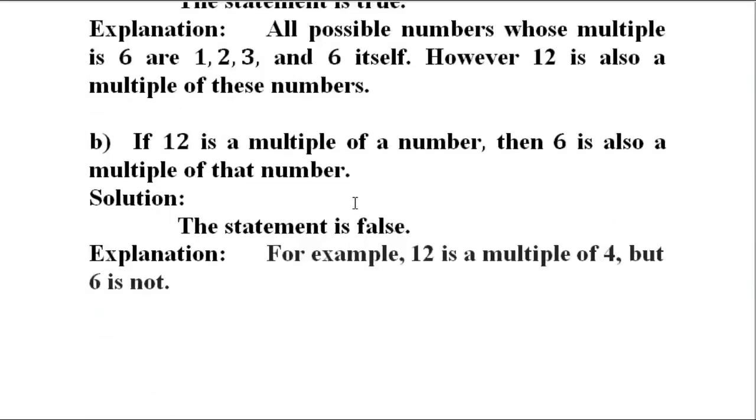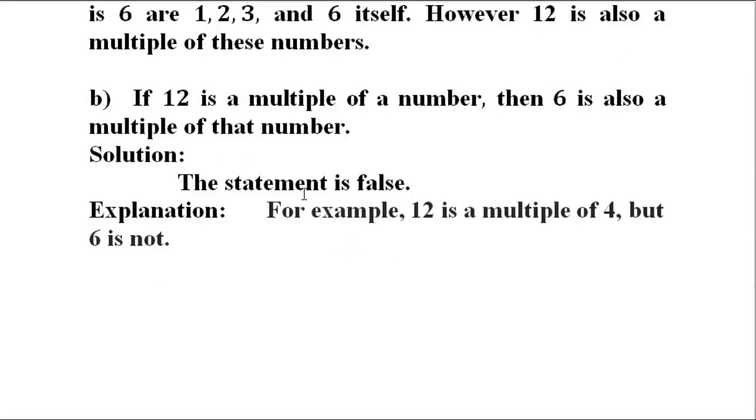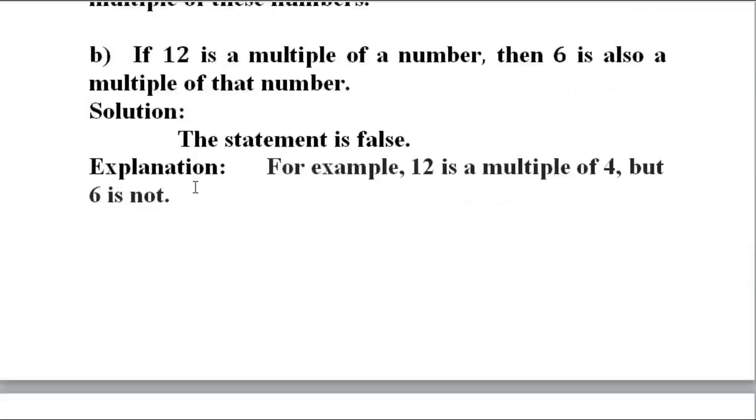Second part from this question. If 12 is a multiple of a number, then 6 is also a multiple of that number. This statement contradicts the first statement. It is clearly false. As mentioned in the explanation, we can find 12 in the times tables of 4 but not 6. Therefore, it is incorrect to say that if 12 is a multiple of a number, then 6 is also a multiple of that number.